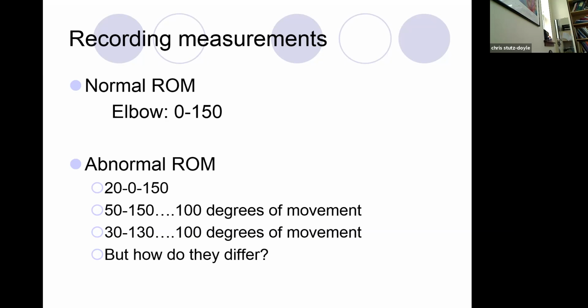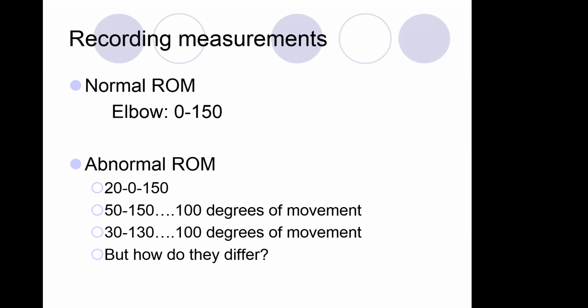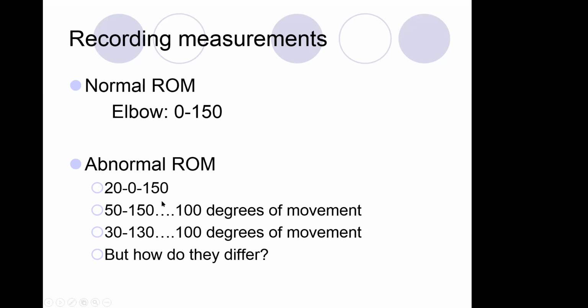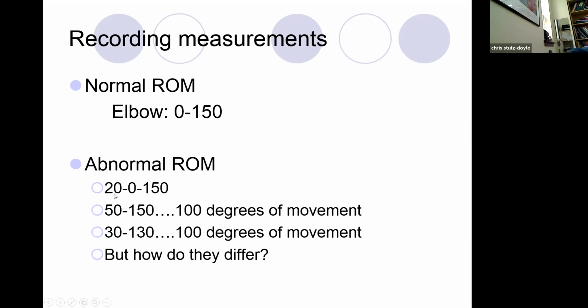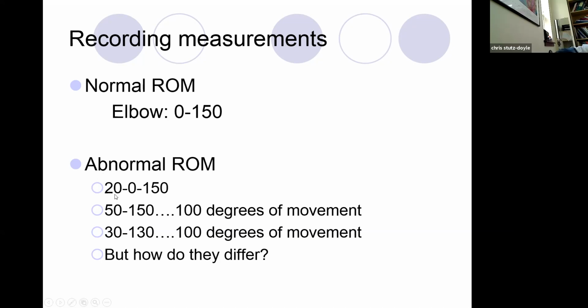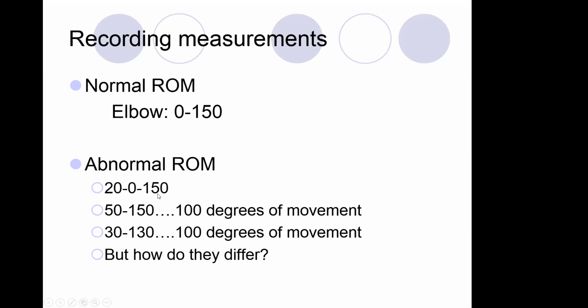Let's look at the first one. That's abnormal, right? 20 to 0 to 150. If I'm saying this is normal, 0 to 150, then this has got to be abnormal, and this has got to be abnormal, and this has got to be abnormal, right? So what is this indicating? Is that 20 degrees of hyperextension? Yes. So that would be like my elbow where it goes in, it has an extra 20 degrees of hyperextension. So 20 to 0 to 150 indicates hyperextension.